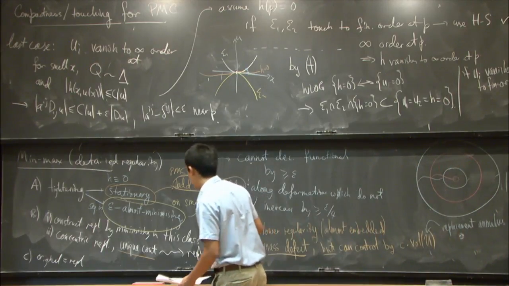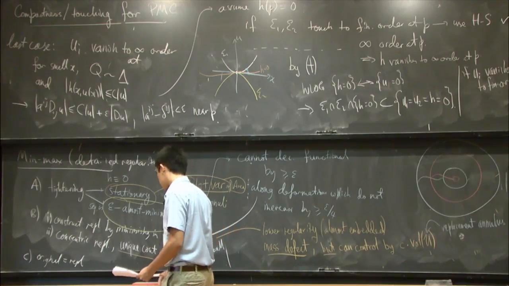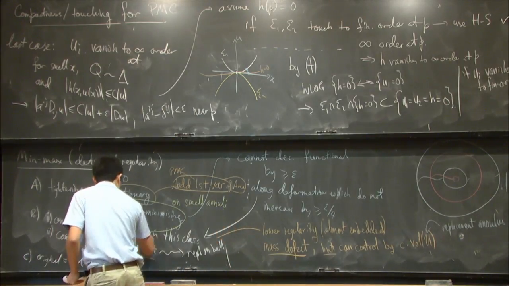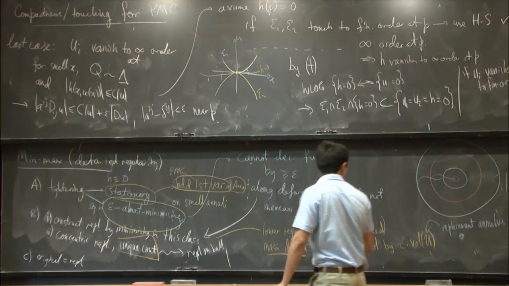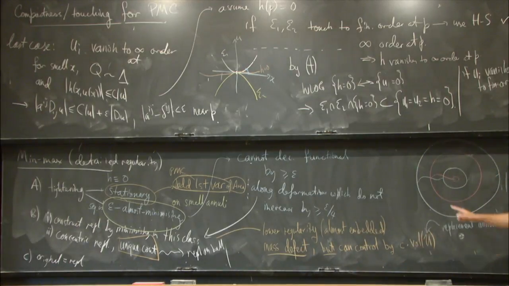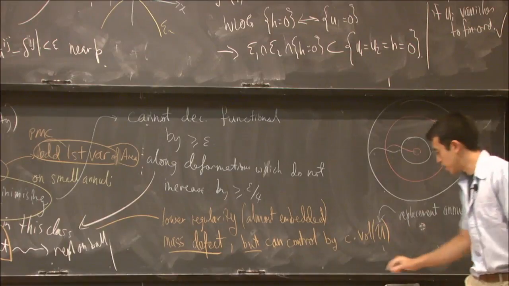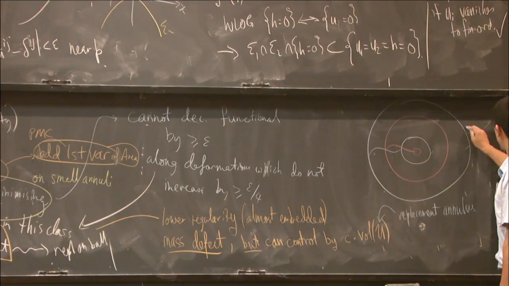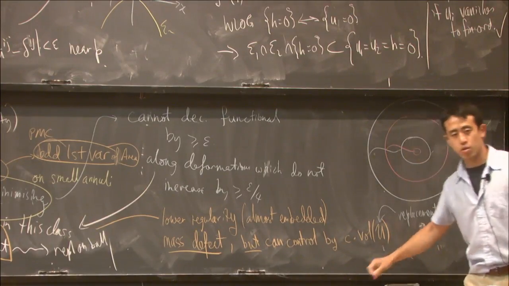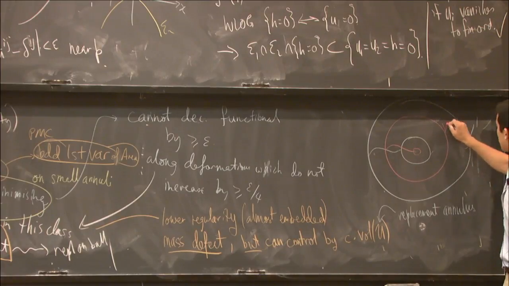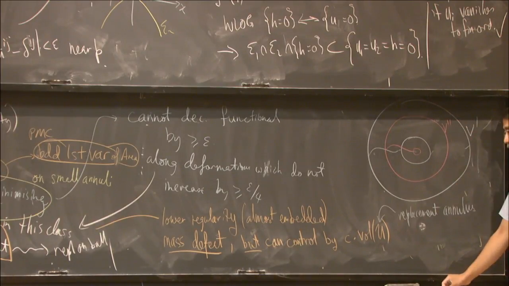And perhaps the most serious, or the most delicate, issue is in this unique continuation argument. So again, we really wanted to show that when we took the first replacement, let's call it V prime, and then we took a replacement of V prime to get V double prime. Sorry, Jonathan, what is the mass defect? I didn't get that part.